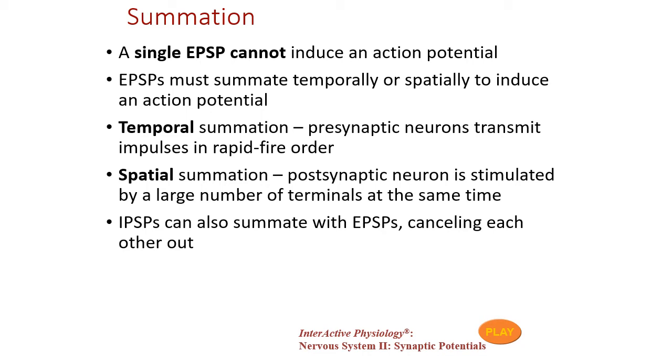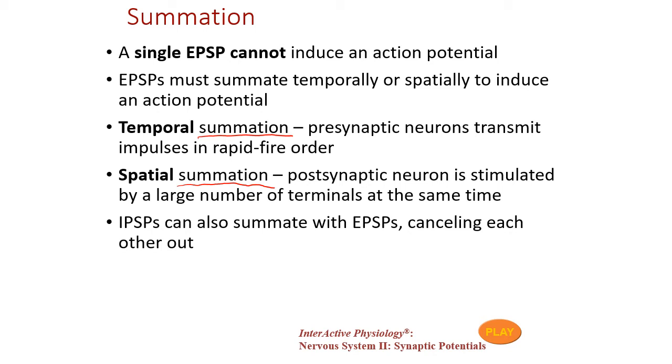Any given postsynaptic neuron is going to potentially have a large number of presynaptic cells firing upon it. Some of them are going to be giving off EPSPs, some of them are going to be giving off IPSPs. And so with that, we're going to have to look into summation that is occurring within the postsynaptic cell. We can have temporal summation. This is where the action potentials from the presynaptic neuron are just coming very quickly.